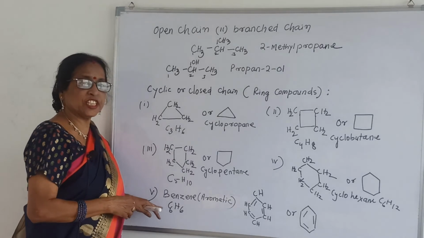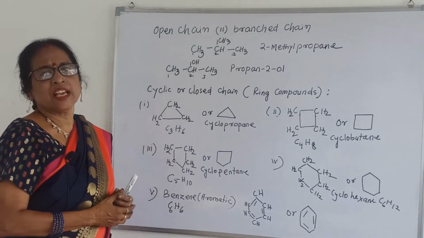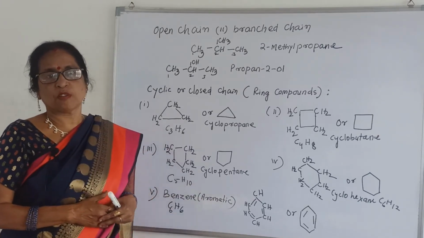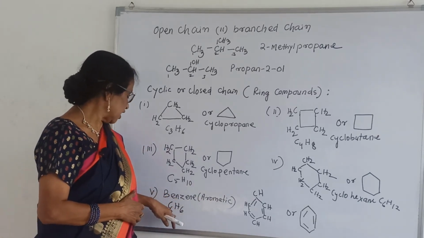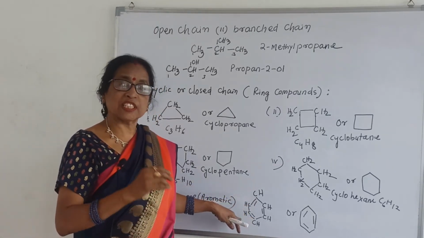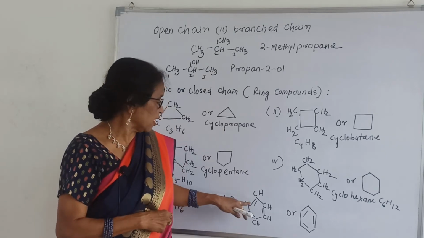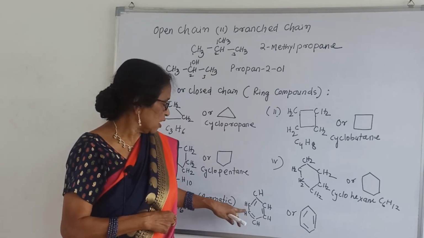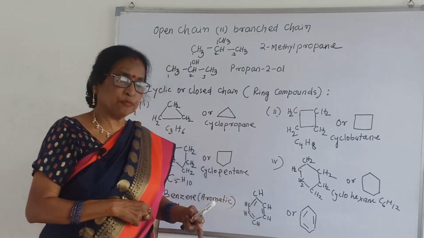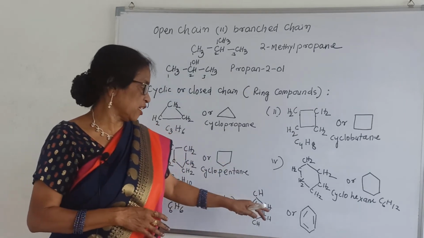Then come to benzene. Benzene is actually a different compound, but it is a closed ring structure. This is called an aromatic compound, aromatic ring, and C6H6 is the formula. Here everywhere the group is CH, with alternate double bonds: CH, start a double bond, leave one, double bond, leave one, double bond. And how can you present this? This is the alternate double bond hexagon structure.